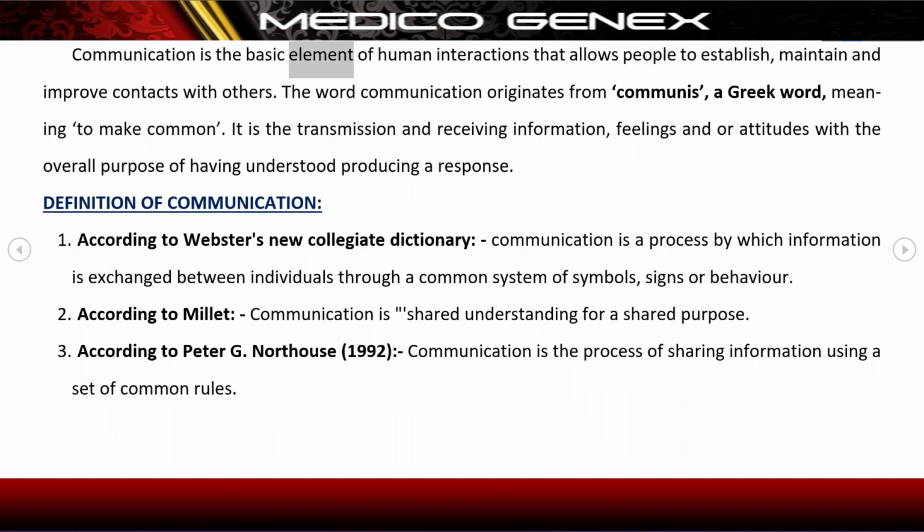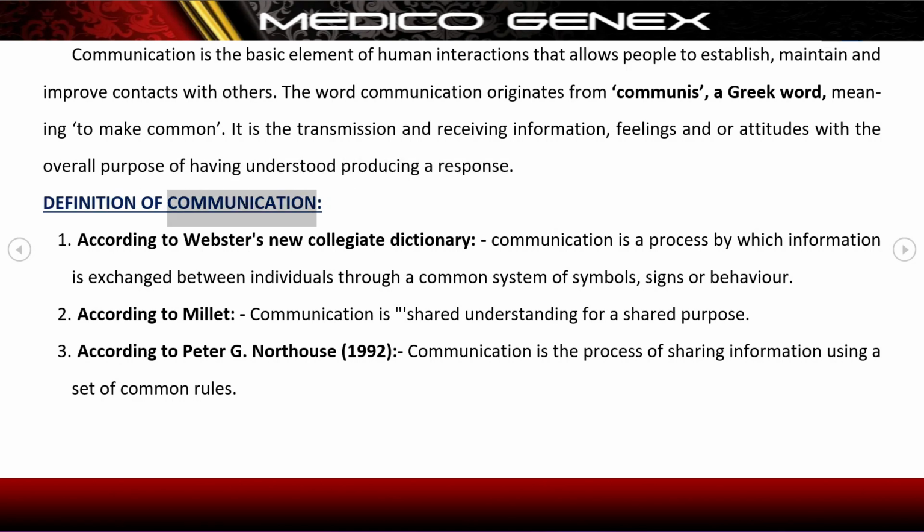Communication is the basic element of human interactions that allows people to establish, maintain, and improve contacts with others. The word communication originates from communis, a Greek word, meaning to make common. It is the transmission and receiving of information, feelings and/or attitudes with the overall purpose of being understood and producing a response.